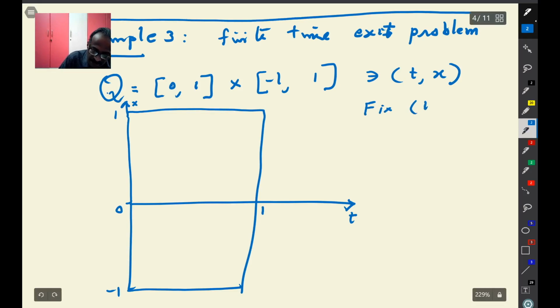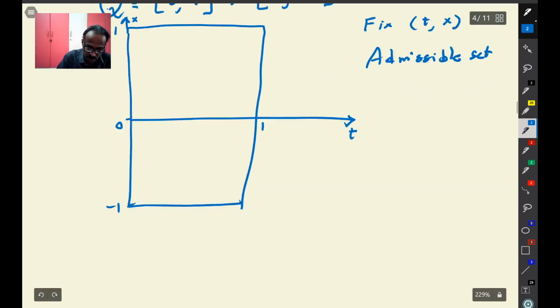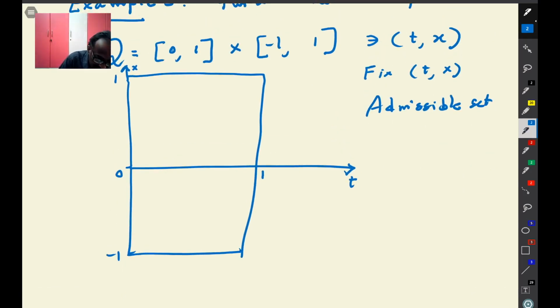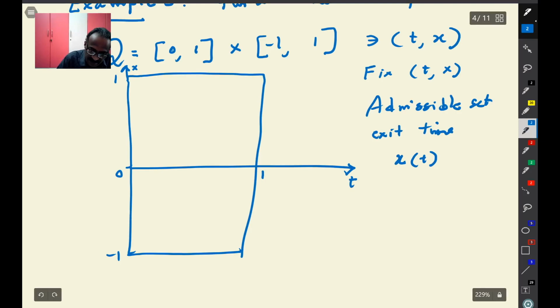So I'm going to describe an admissible set. First of all, the admissible set. So I will do this one today, and tomorrow we will see the problem. So what is the meaning of exit time? You're looking for a trajectory, x(t). Okay. So you're looking for this trajectory, (t, x(t)). This is what you are looking for, a trajectory.